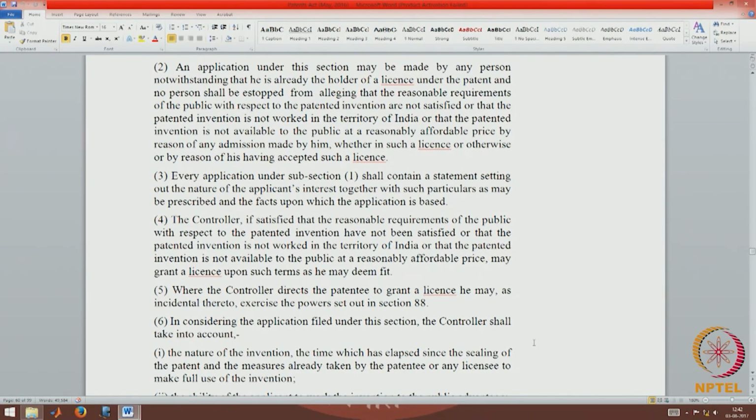So, it is not that all these conditions have to be satisfied. If any one of these conditions is satisfied, the controller can grant a license, and the controller will decide the terms of the license, unlike a normal license or a voluntary license where the parties will decide the terms.